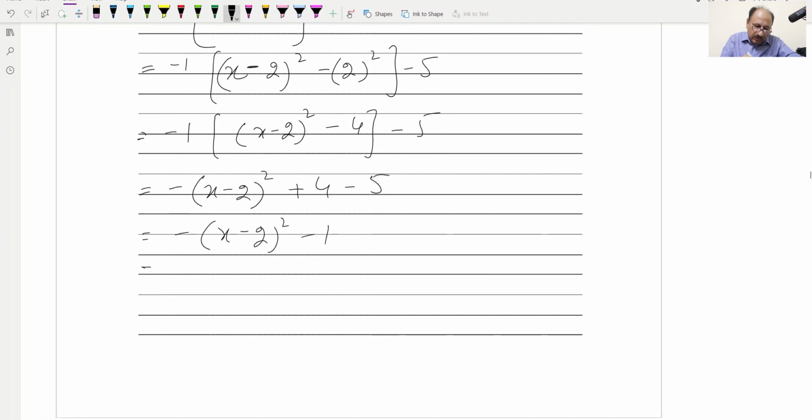So we can rewrite it as minus 1 first and then minus x minus 2 squared, and this will be, q will be equal to minus 1 and p will be equal to minus 2. This is our basically question.